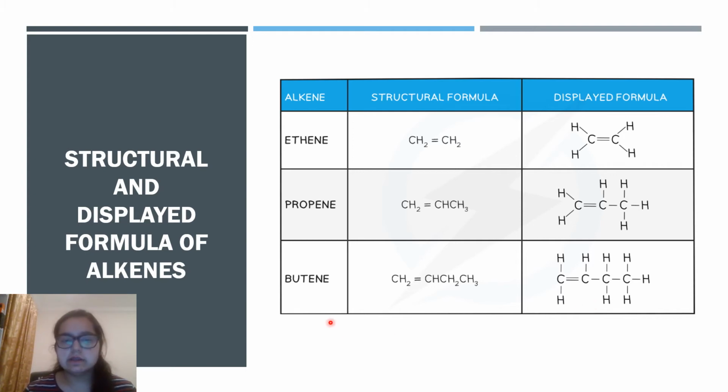And in alkenes, there is no methane, because methane has only one carbon atom, so there cannot be any double bond. So it starts from ethene, propene, butene. Methane does not exist in the alkenes.